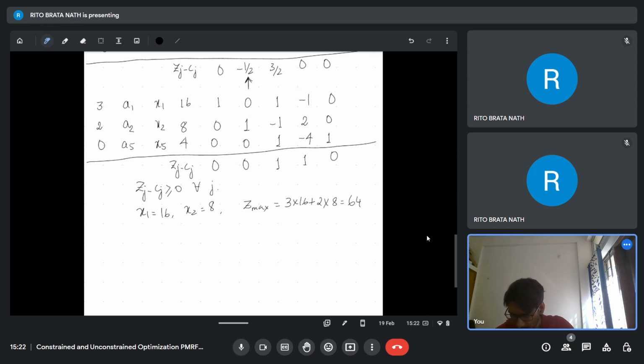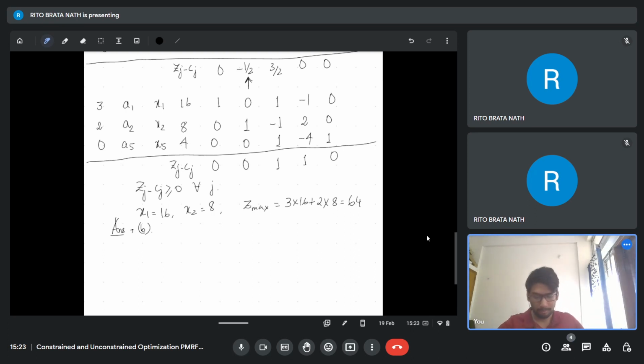So let's see what was asked in the problem. Yeah, so this was asked and the correct answer will be B. So that's all about the fourth problem. And let's solve the next one.